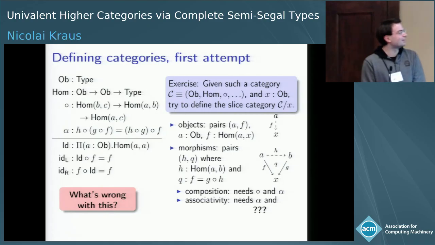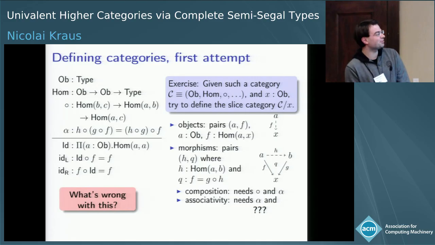The slice category, as objects, has morphisms into X, like here. And a morphism between F and G is a morphism H in the original category, together with a proof that this diagram commutes. And now what we can see is that you already need two pieces of data to define only one single piece of data. So to define objects, you already need objects and morphisms from the original category. And to define morphisms, we need morphisms, but also composition from the original category. And now I'm out of space, so I'm not going to do it.